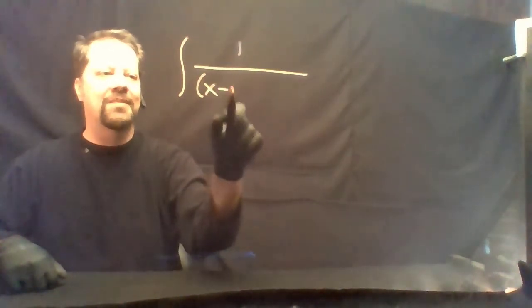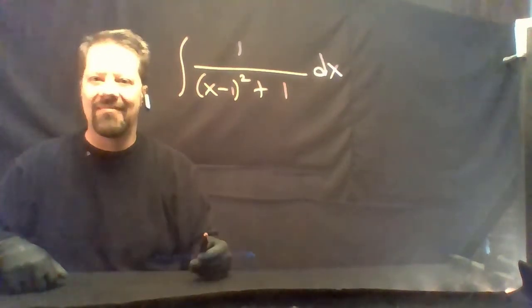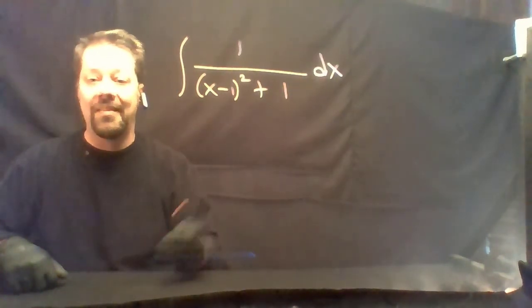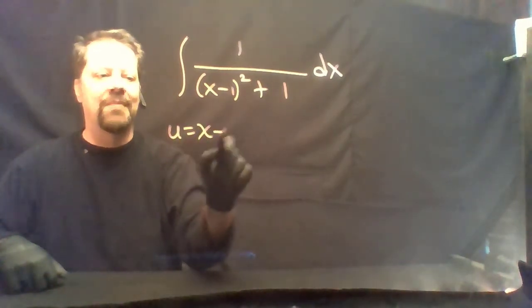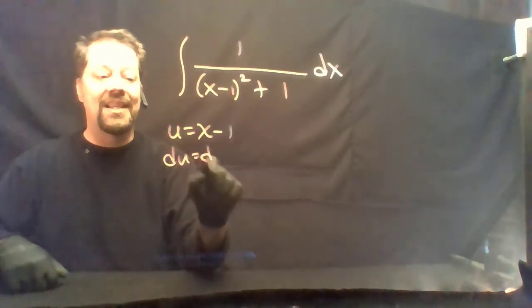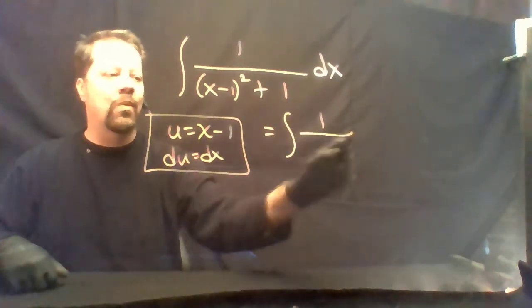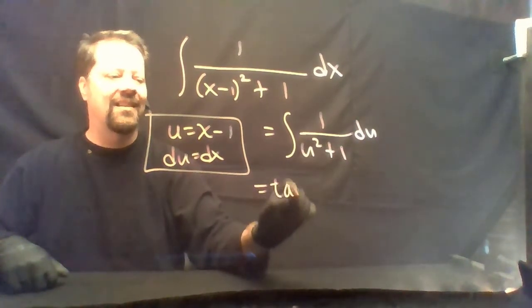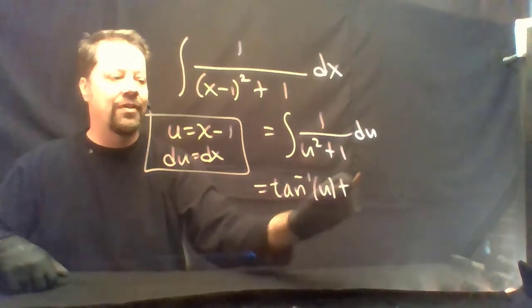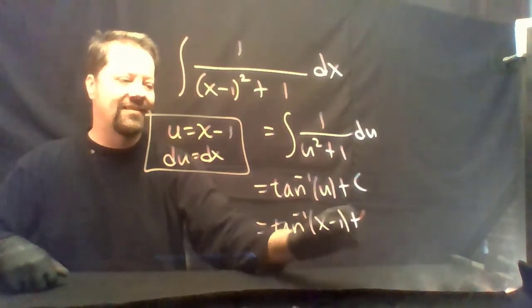Let's suppose I have the integral of 1 over x minus 1 squared plus 1 dx. This may not look like the 1, but it really is. Suppose I set u equal to x minus 1, so that du is dx. Then the integral is transformed into 1 over u squared plus 1 du. That's the arctangent of u plus c, or the arctangent of x minus 1 plus c.